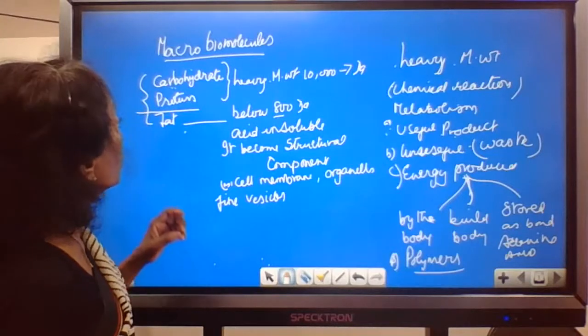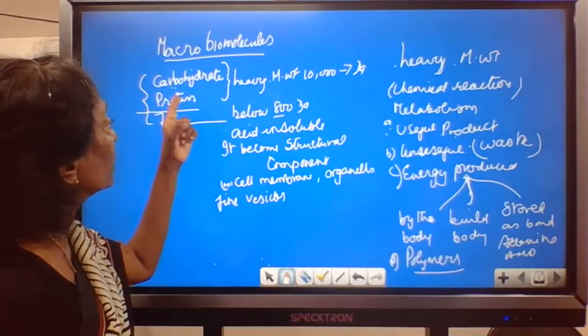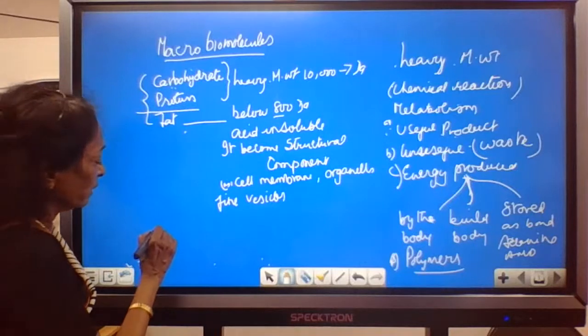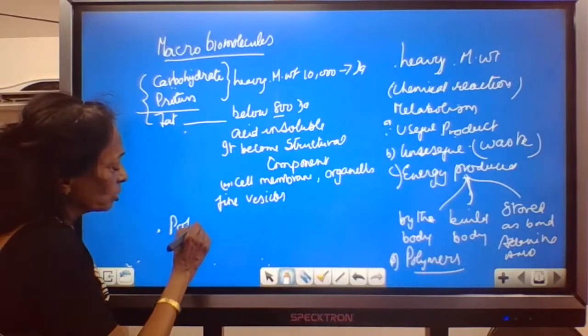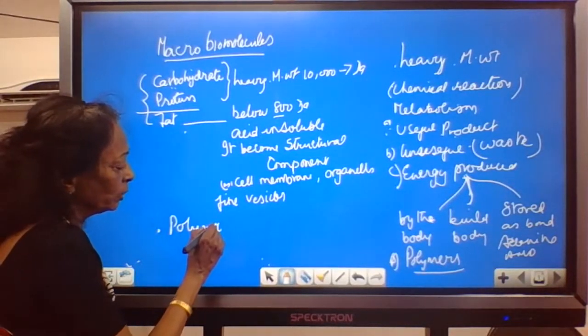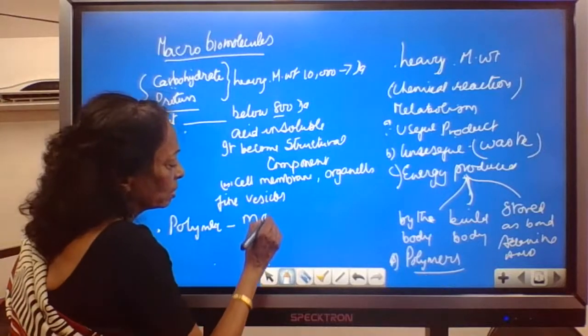Okay, now these are the macrobiomolecules. First point, they are polymers. So what do you need? You need the monomer.